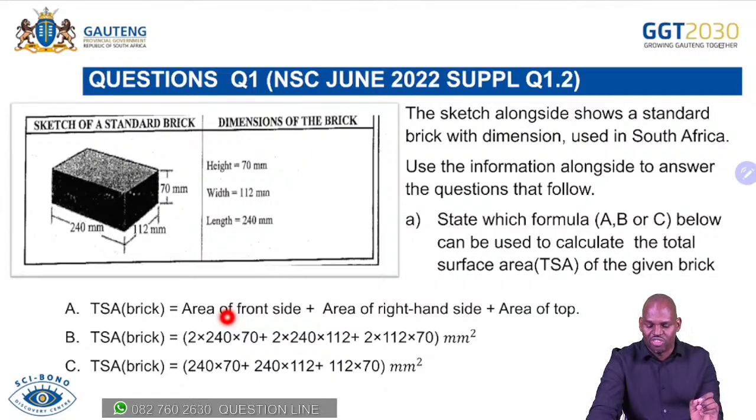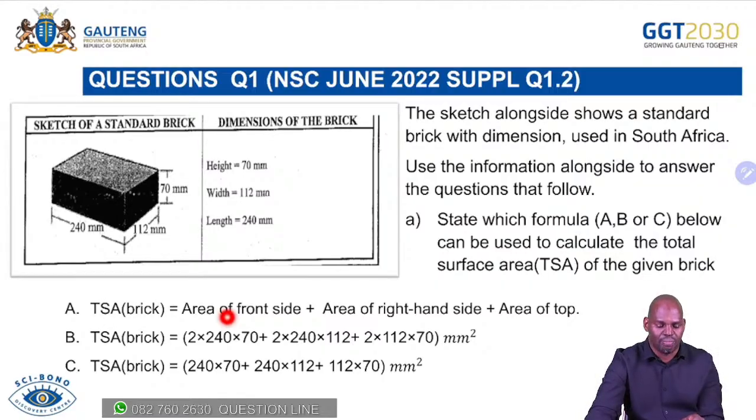Then A, state which formula A, B, or C below can be used to calculate the total surface area of the given brick. So it means this is a multiple choice question. Remember, boys and girls, if you are given a multiple choice question, it's not all about guessing, but you have to check which one is actually the correct answer. You don't guess.